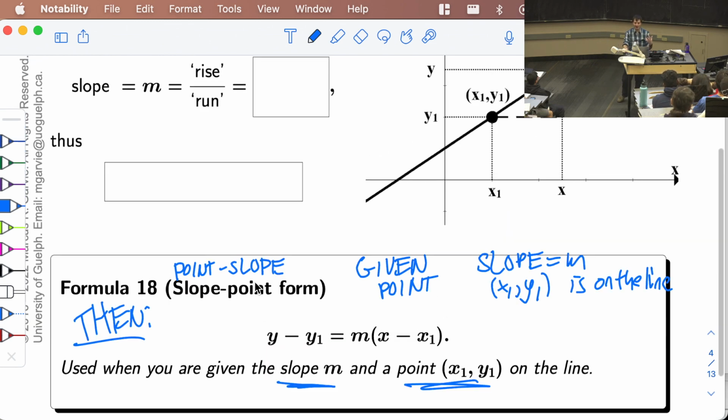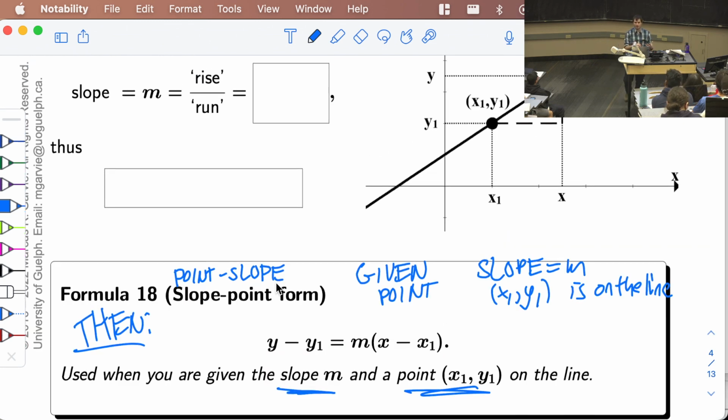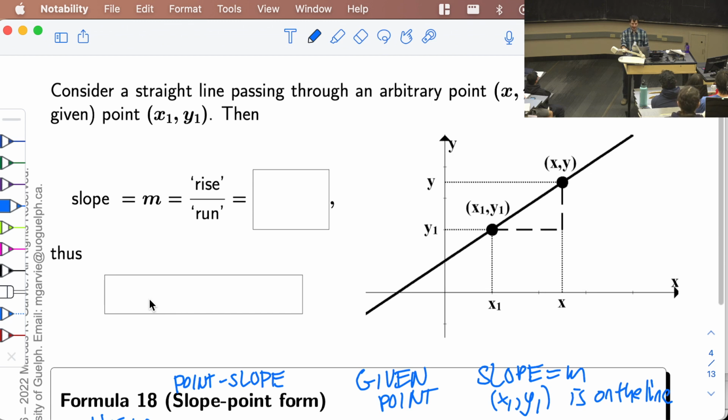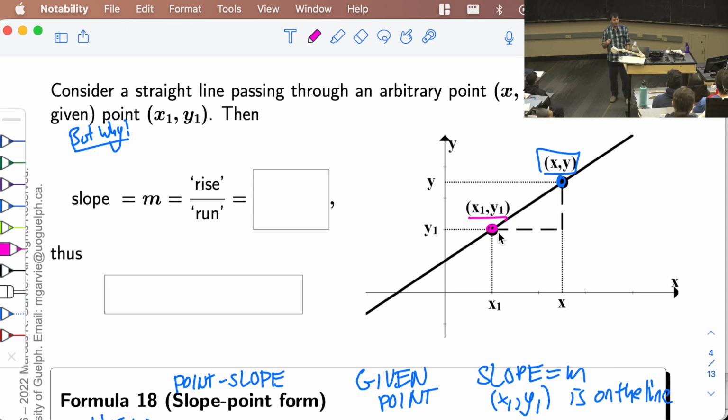So it sort of tells you how do you translate from the information you have into the whole equation for the line. And up here, we're going to answer the question, but why? But why is the formula the way it is? And again, it's the same logic as before. We're just going to take some generic point x, y, which is some generic point on the line, and we're going to look at the slope to the point we know. So we were given the point x1, y1, and we're going to calculate the slope, right?